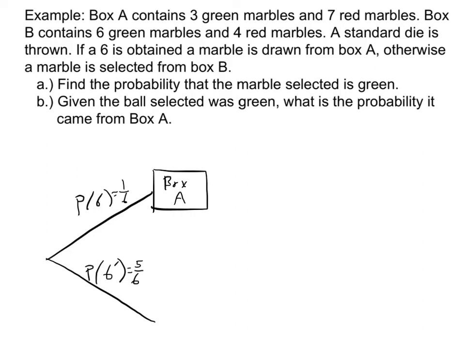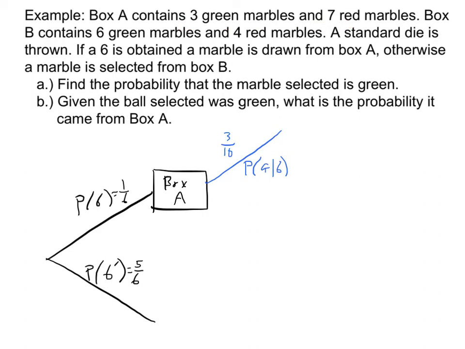Right? And box A has different possibilities. Up here, we have getting a green marble. And I want to be careful about labeling this. This is not the probability of green. This is the probability of green given that we pulled a 6. Right? And that probability is 3 out of 10, because within box A, you have 3 out of the total of 10 marbles being green.